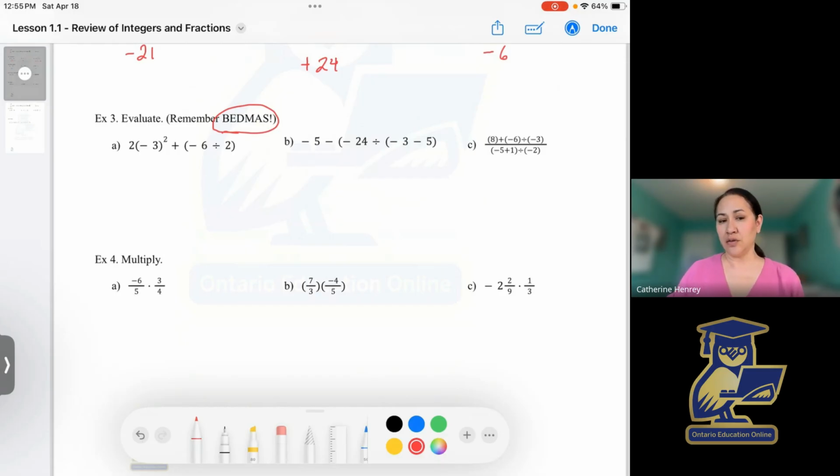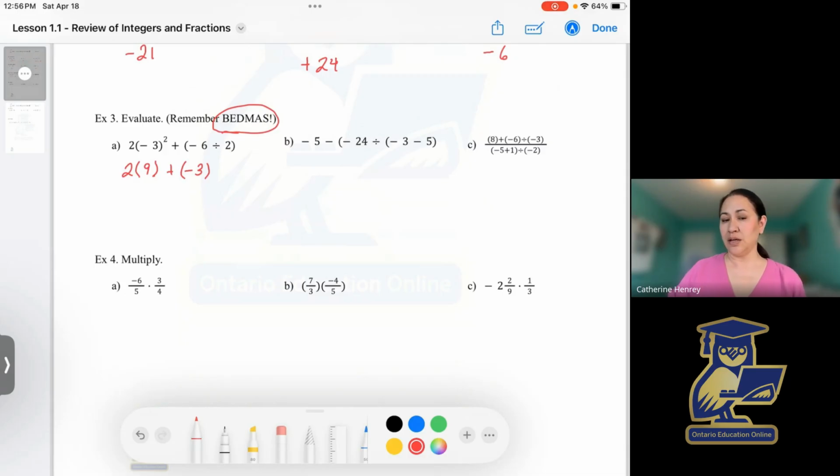So if we take a look at our first example where we have 2 times negative 3 squared plus negative 6 divided by 2, we have two sets of brackets, and by BEDMAS, they have to be evaluated first. So we'll keep the 2, but we'll evaluate negative 3 squared. Negative 3 times a negative 3 is positive 9, plus in the bracket, we have a negative 6 divided by 2. That's a single negative, so the answer is going to be a negative 3.